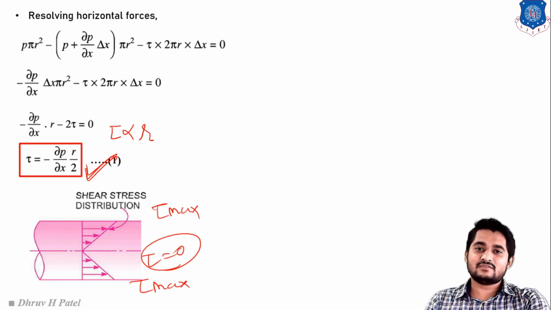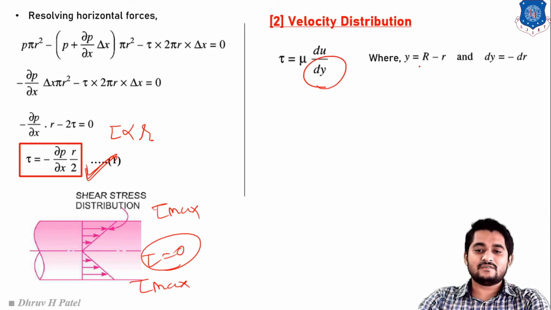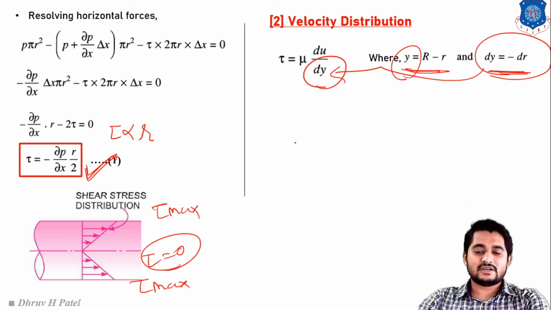Our second segment will be velocity distribution. For the velocity distribution, you have to remember Newton's law of viscosity. In Newton's law of viscosity, there is thickness, so y will be capital R minus small r from our main sketch. If you want to find the value of dy, then we have to take differentiation of it. So dy is equal to minus dr.